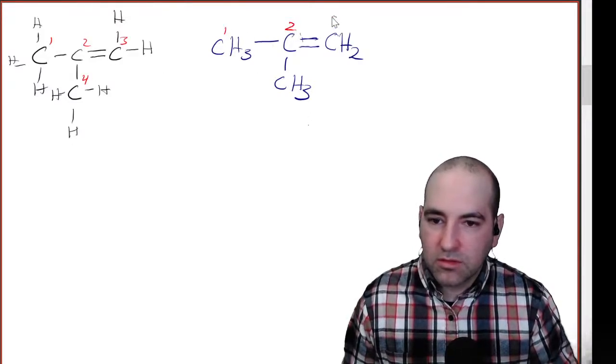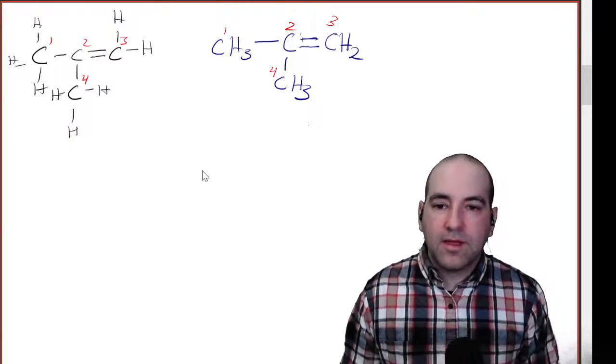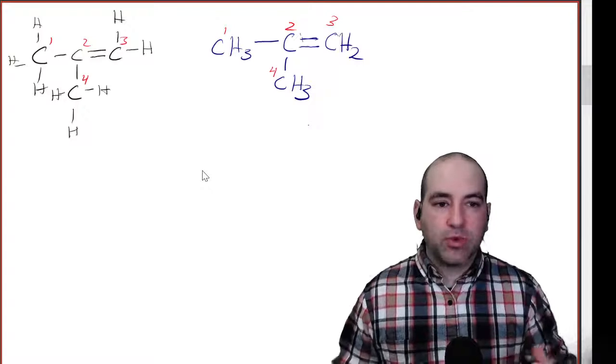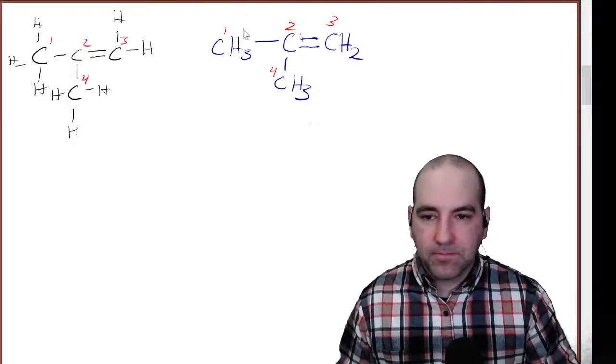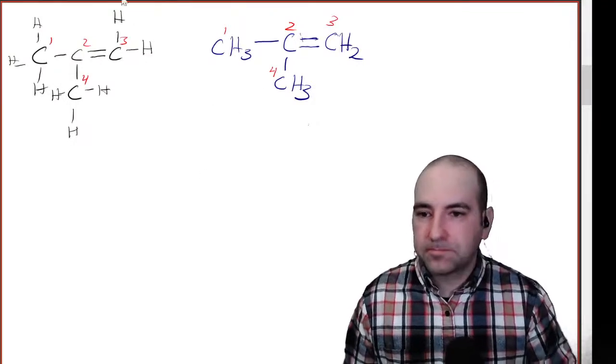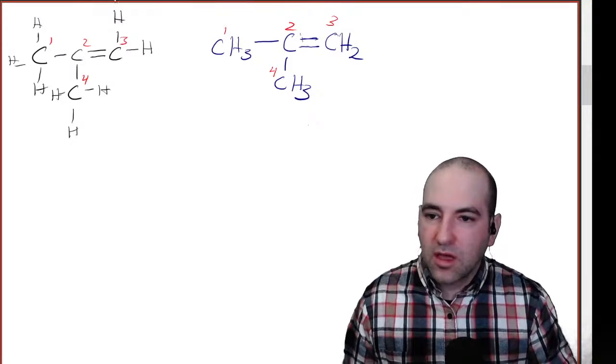1, 2, 3, 4. And then let's talk about how we can show this branching off on just one line. The way we do that is with parentheses. So a couple ways we can do this.